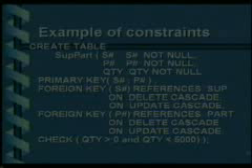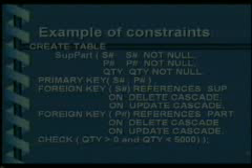Similarly, it is for part number. And finally, we have another constraint, check. Quantity is greater than 0 and quantity is less than 5,000. So this is the way you can specify constraints using SQL. And you must do it. The more constraints you specify, the easier will be your life as a database administrator.